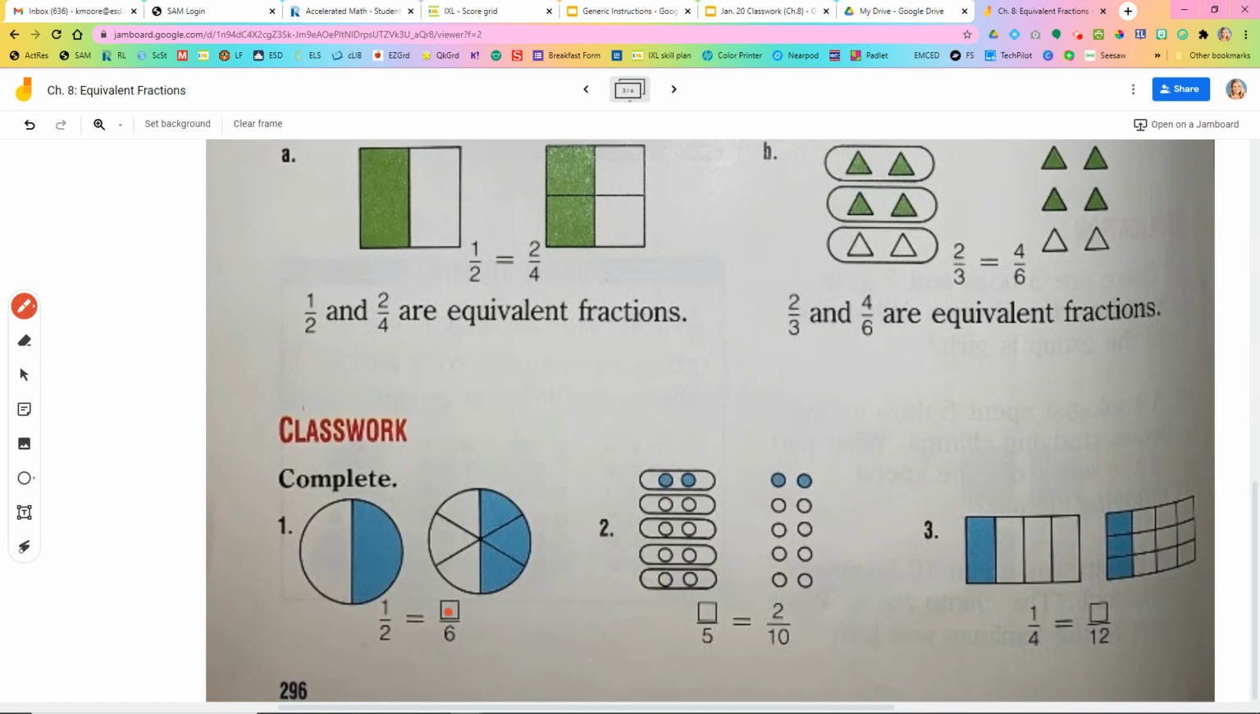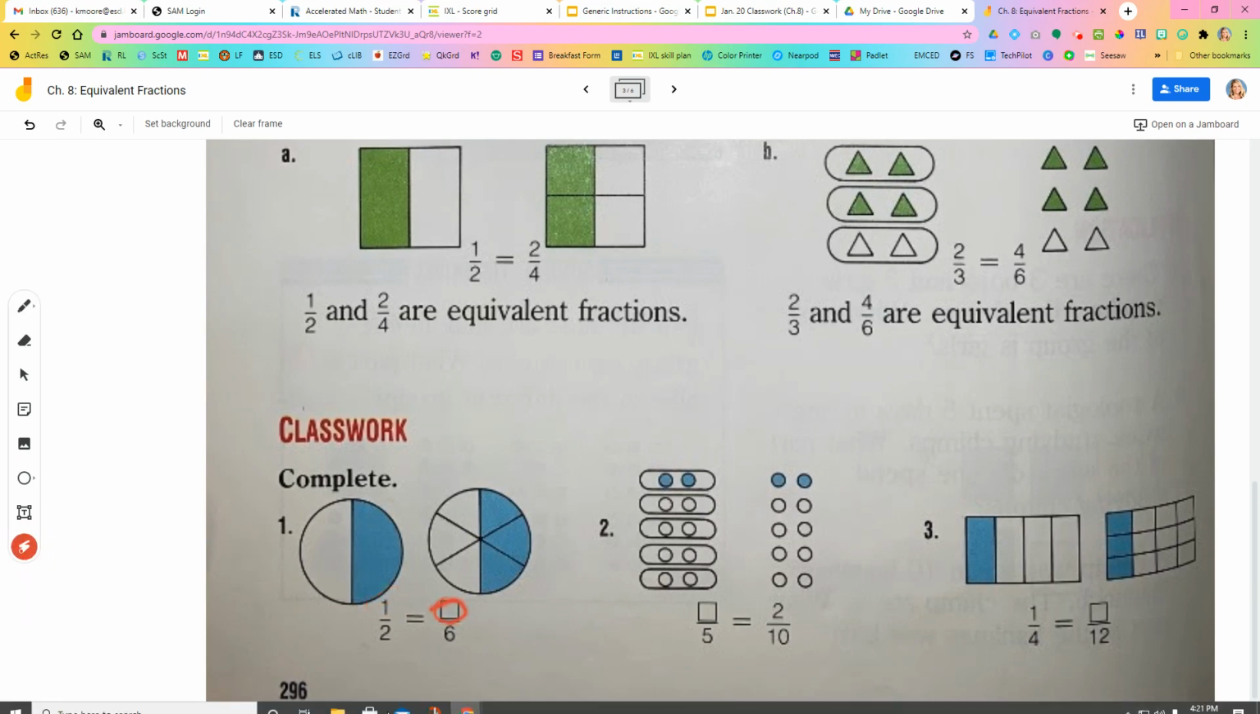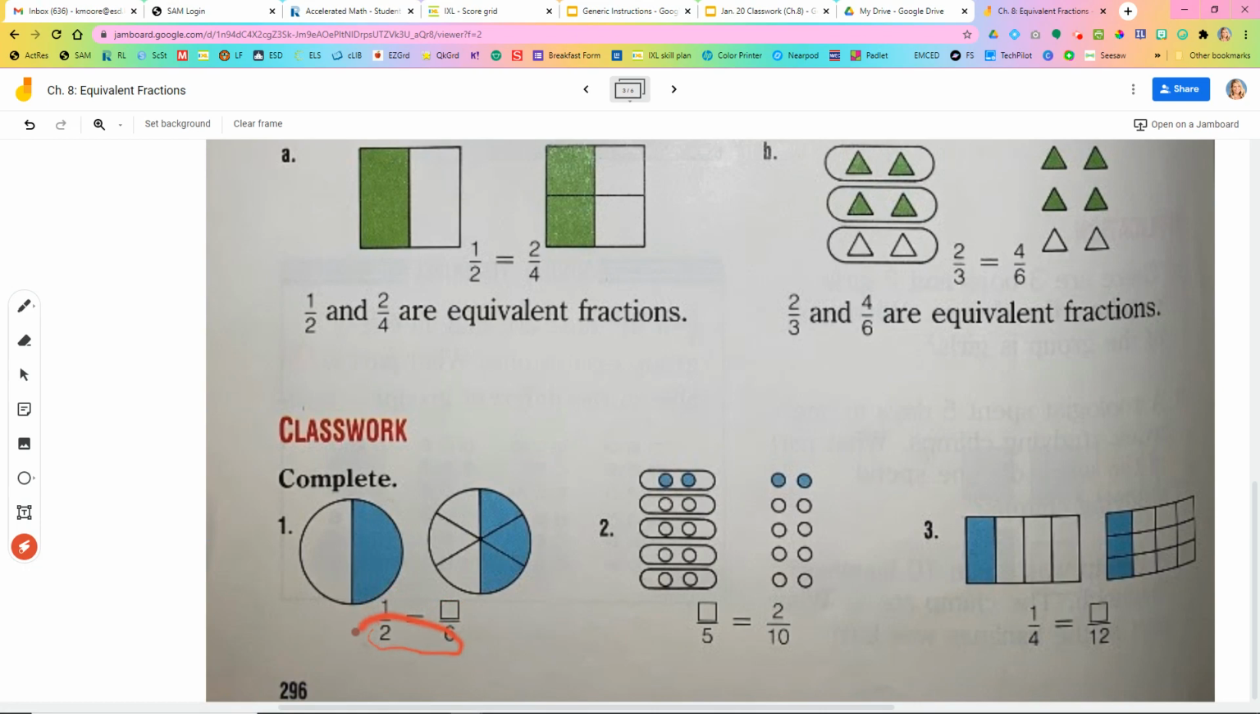I can't use my numerators here because I'm missing a numerator. So let's use the denominators. I have 2 and 6. How can 2 change to 6? 2 times 3. Well, if I multiply 2 times 3 on the bottom, guess what? I've got to multiply times 3 on the top. So my equivalent fraction here for 1/2 is going to be 3/6.